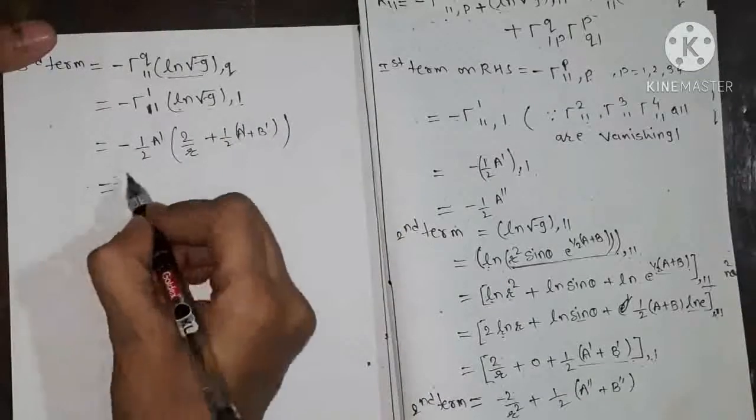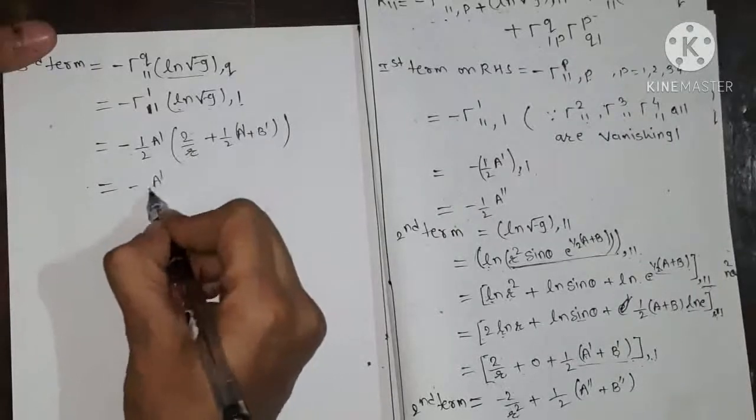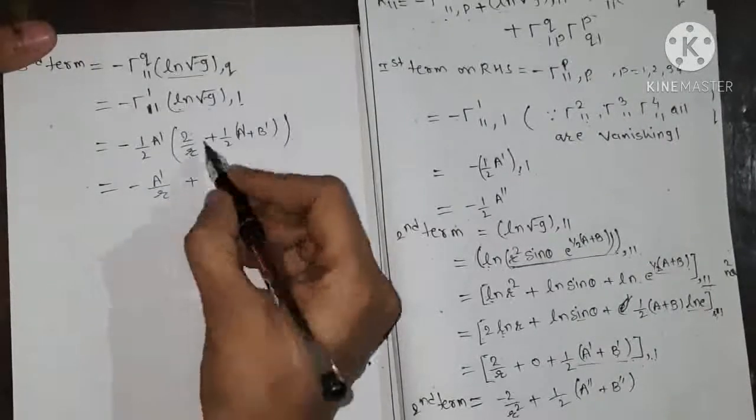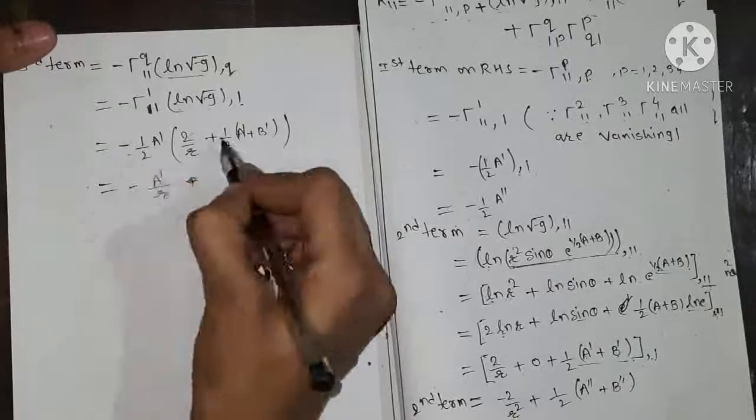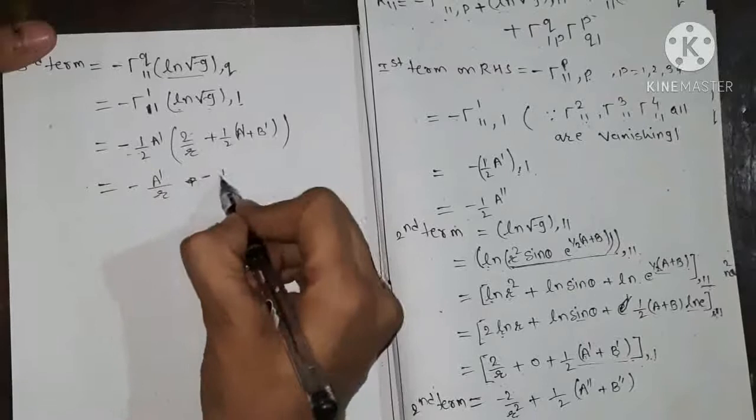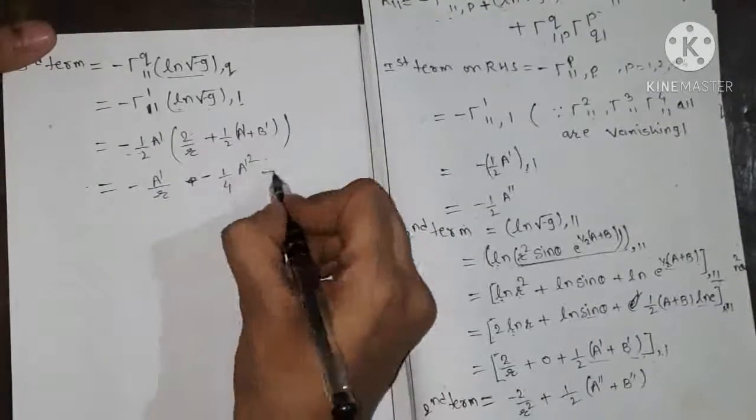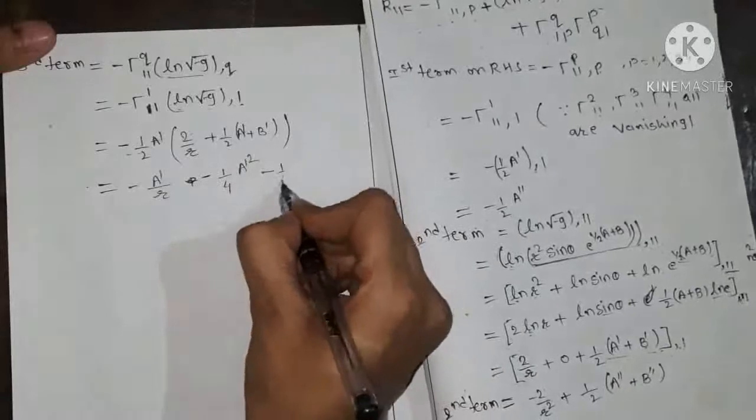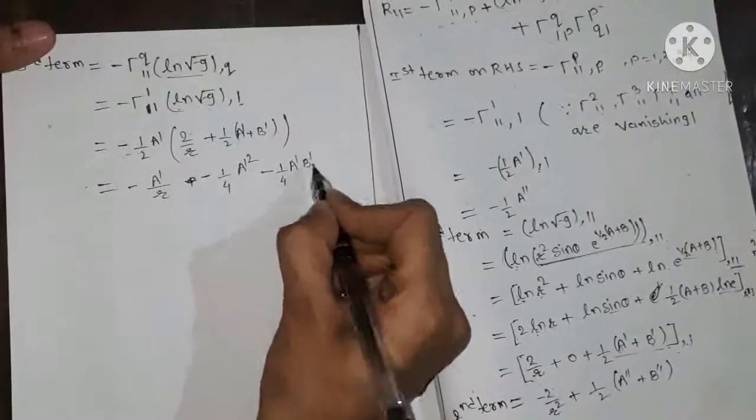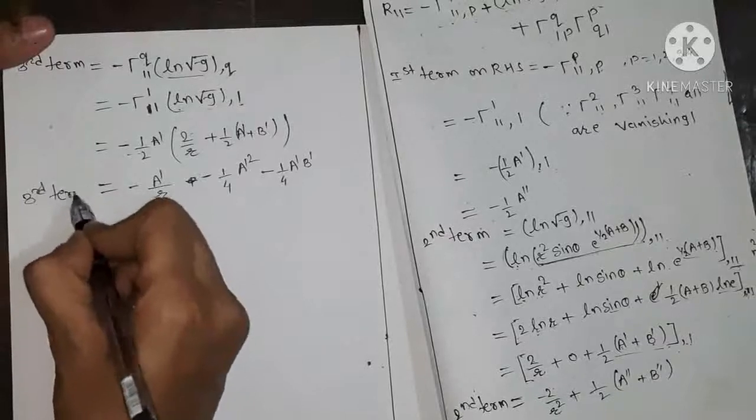Now we open the bracket by this term, so the 2 gets cancelled, so minus a dash upon r, plus multiplying by minus half into a dash, so it is minus 1 upon 4 a dash into a dash, which is a dash square, minus 1 upon 4 a dash into b dash. Okay, so by opening this bracket we get that this third term is equal to this term.